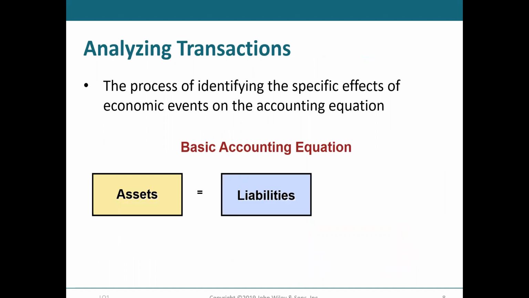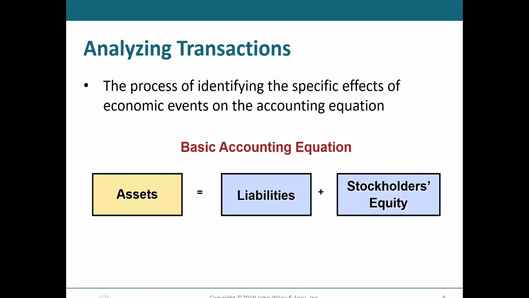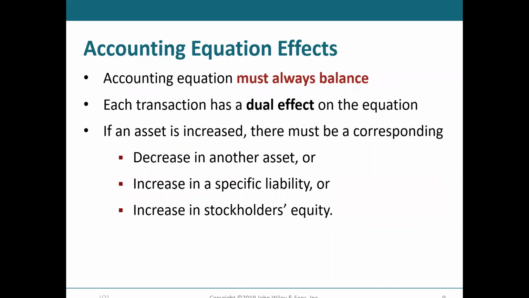The basic accounting equation, and I'm assuming we're seeing this for the first time. Assets equal liabilities plus stockholders' equity. I repeat, assets equal liabilities plus stockholders' equity. We know what assets are now, anything of value. We know what liabilities are, those are debts. Stockholders' equity would be the difference between your assets and liabilities. This equation must always remain in balance. If an asset is increased, there's got to be a decrease in another asset or an increase in a liability or stockholders' equity.